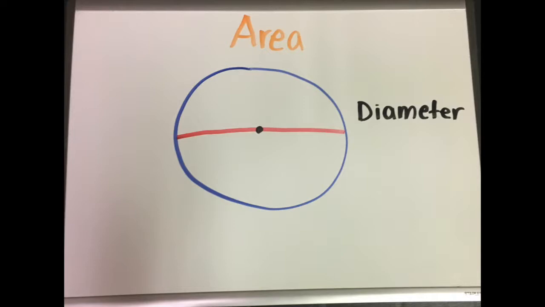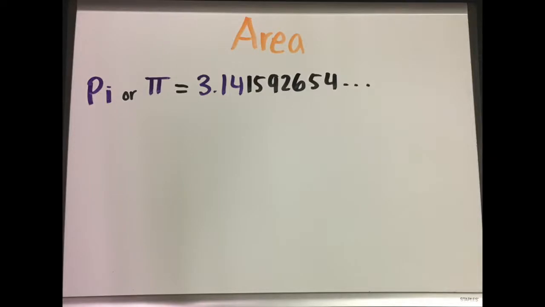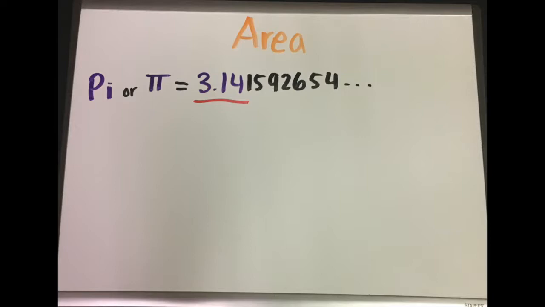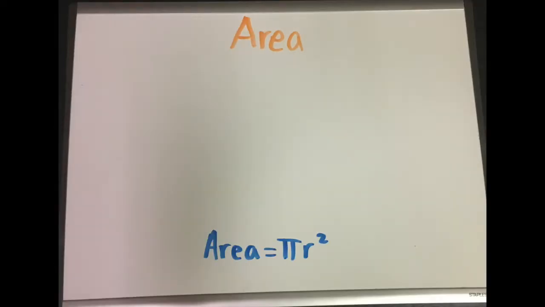Circles are a little bit more complicated. The diameter of a circle is a measurement of a straight segment that passes through the center of the circle. The radius is half the diameter. Pi is a constant that is used to find the area and the circumference of a circle. Pi goes on forever, but is often approximated at 3.14. The equation for the area of a circle is pi times the radius squared.